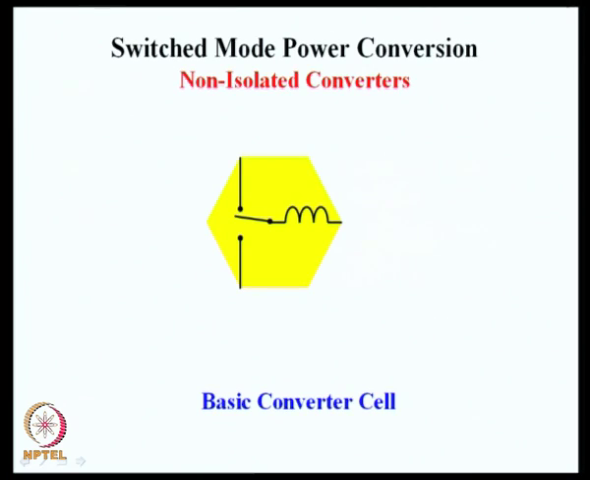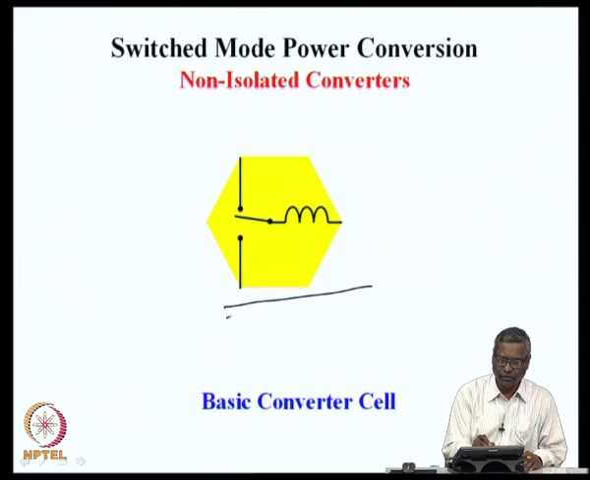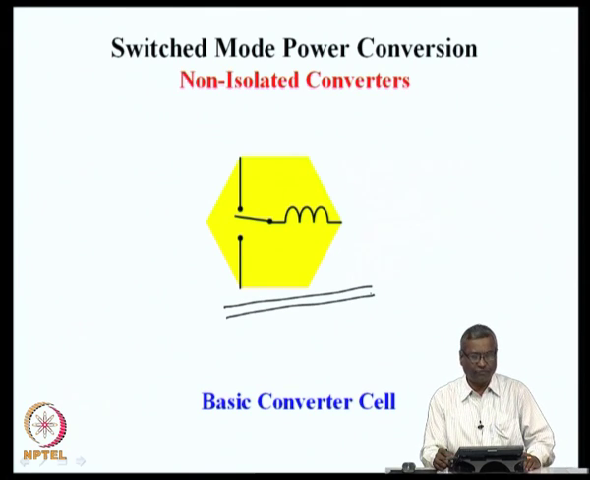In this session today, we will continue on what we had seen in the previous lecture on the topic of non-isolated converters. In the previous lecture, we had gone through some of the rules that govern the connection of storage devices with switches, and we came across a very simple basic converter cell, which is what is shown here. This basic converter cell consists of one single pole double throw switch and one inductor, and we called this the basic power converter cell.